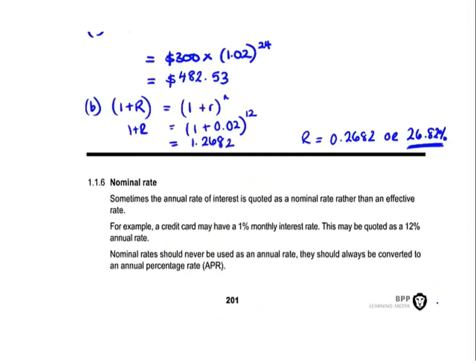Following on from this then is the idea of the nominal rate. So if a bank or a building society or some kind of lender quotes the annual rate as a nominal rate, then we need to actually translate it into an APR. So going back to my credit card idea, the 1% monthly interest rate could be quoted as a 12% annual rate, but actually the APR will be higher than 12% because you'll be charged interest on the interest each month.